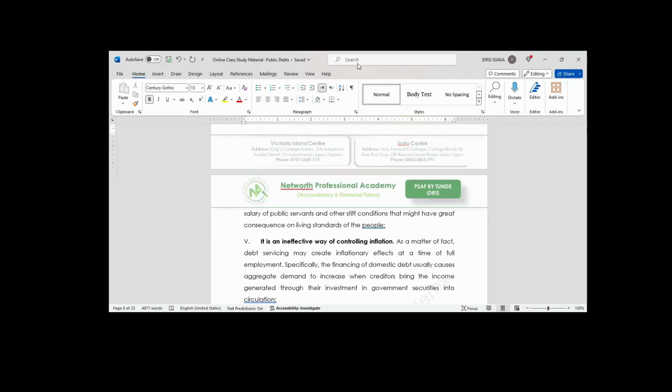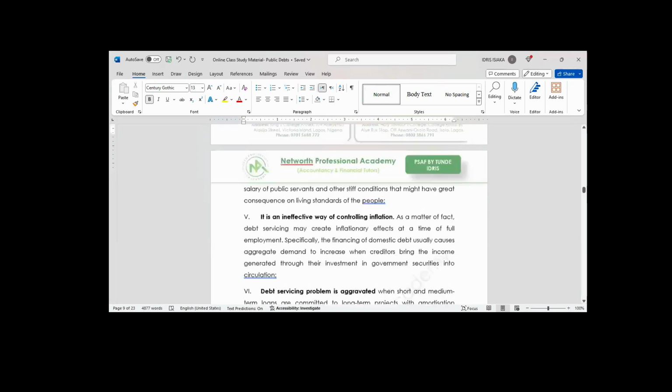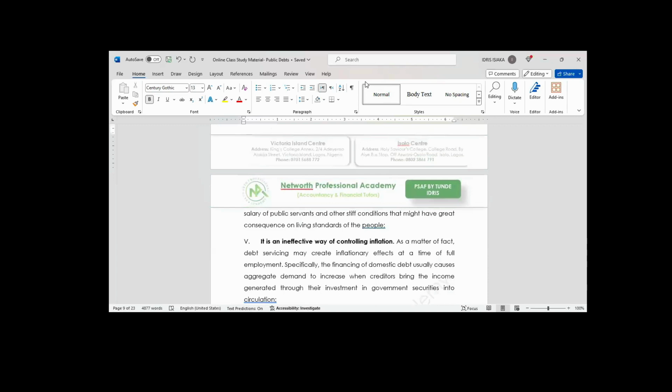So ladies and gentlemen, in case you have any questions or observations, let's try and raise our hand and ask. It's 10:30 already, so that we can close. By next week, we continue from the concept of debt restructuring. I don't want us to rush on this topic. We need to look at it one by one. So in case you have any question, observation, or query, let us know.